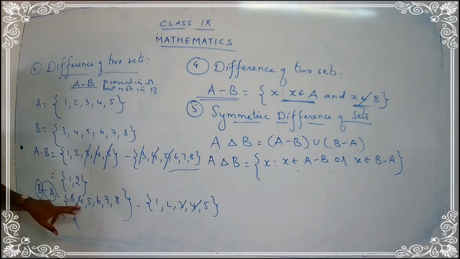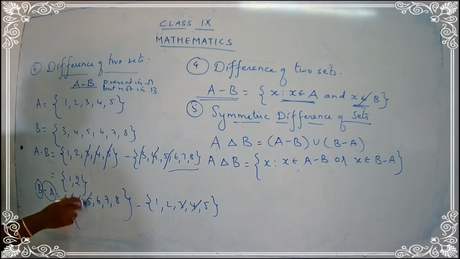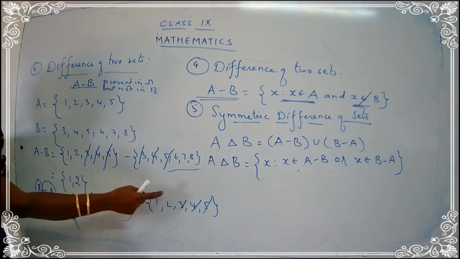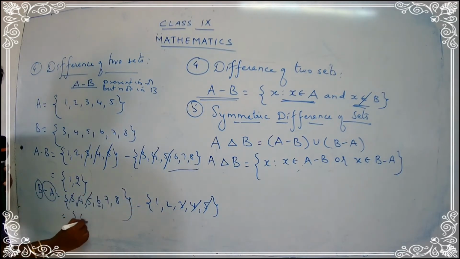So 4 is present in A also. So we cannot take 4. What about 5? 5 is present in B and again it is present in A. So I cannot take 5. What about 6? Yes, 6 is present in B but we don't have 6 in A. You're getting the point? So 6.